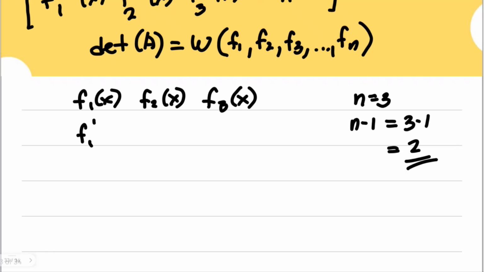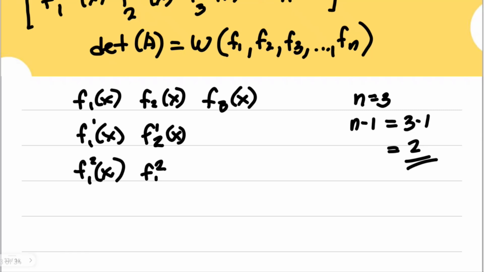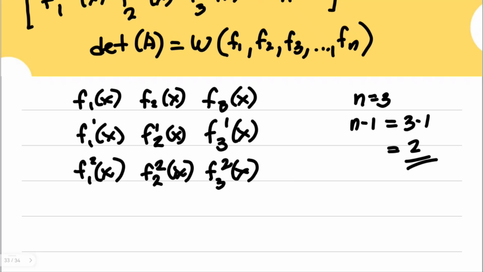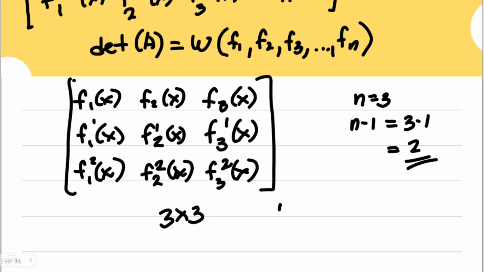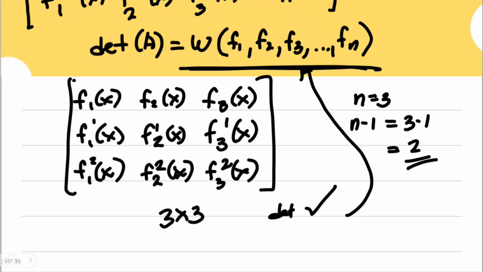So we have here the first order derivative and the second order derivative of the first function, the first order derivative and the second order derivative of your second function of x, the first order derivative, then the second order derivative of the third function of x. As you can see, we ended up here with n minus 1. Still, we came up with a square matrix. It's a 3 by 3 matrix. Hence, determinant is actually possible here, which again corresponds to the Wronskian of the given functions.